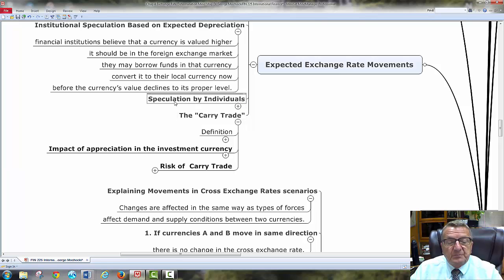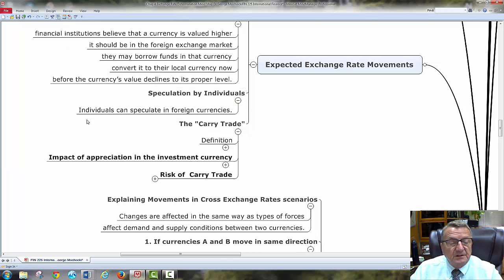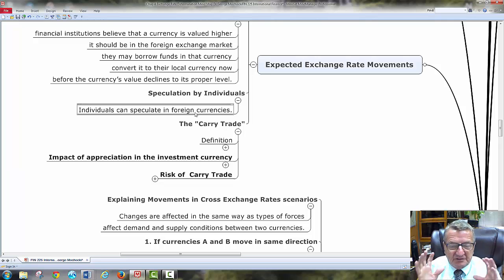Okay, now speculation by individuals. Individuals can speculate in international currencies, usually when you're buying. The banks got like the robo calls. That's where speculators mess up some of the pricing. That messes up the whole market because the computer is just looking at certain factors.